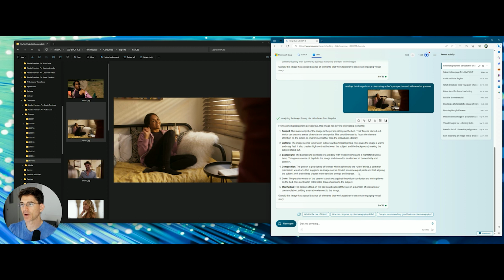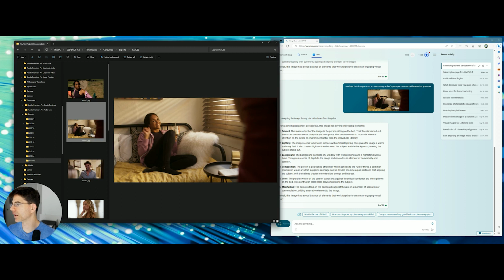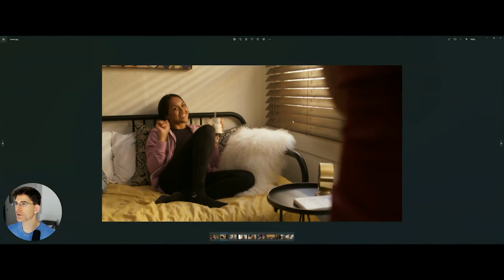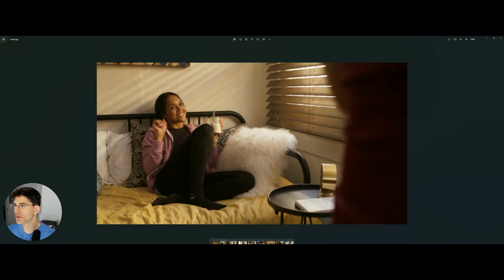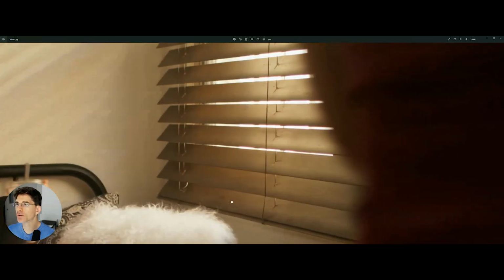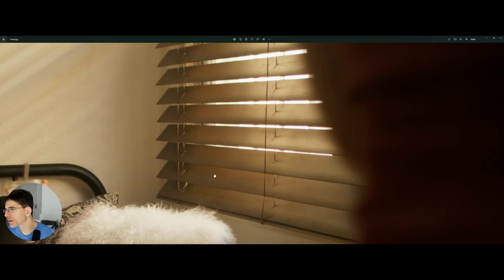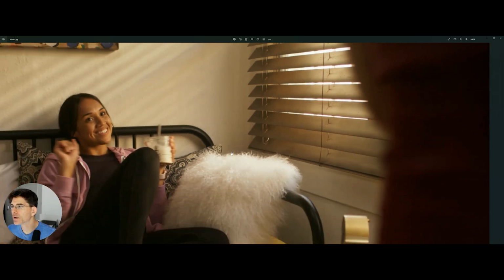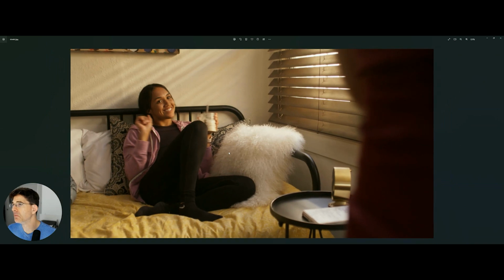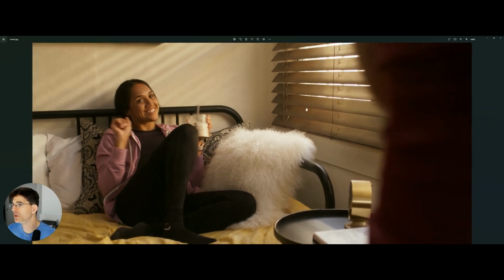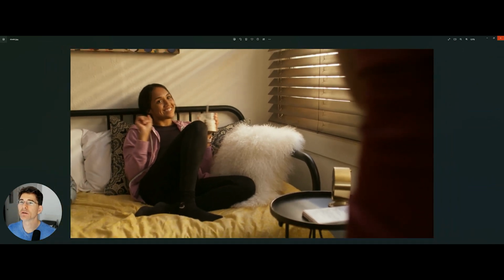Okay. Background. The background consists of a window with wooden blinds. Is that really wooden blinds? Let me take a closer look. Maybe? They do seem kind of thick. Maybe. Huh. That's kind of impressive.